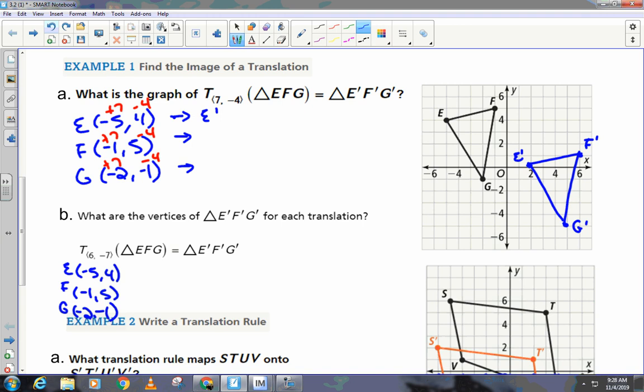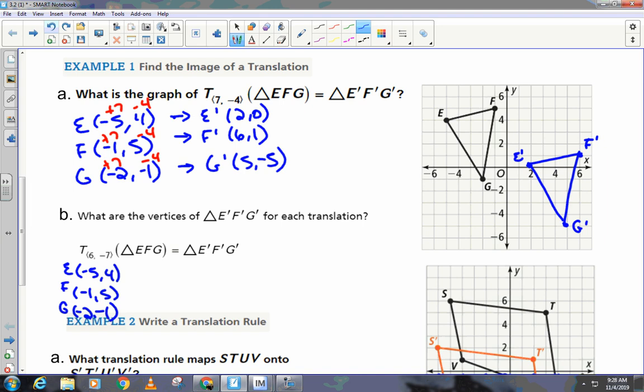2, 0. Here we would get 6, 1. And here we would get 5, negative 5. Okay, so 2, 0, 6, 1, and 5, negative 5. Okay, so you could do this in lieu of graphing. It may ask you to do it one way, it may ask you to do it the other way. You need to be able to do both ways.